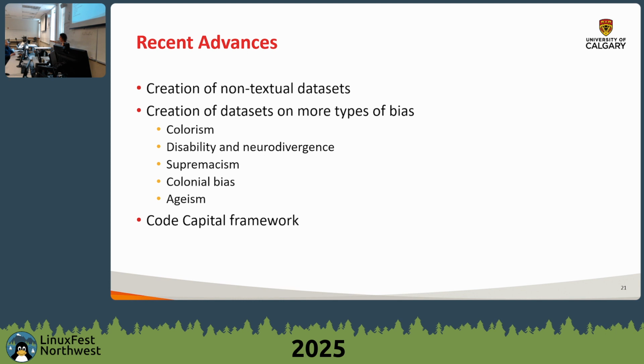For instance, a paper recently came out that created a data set that had some additional types of bias. They looked at colorism, disability, neurodivergence, colonial bias, and ageism as well. This is some of the new work that's coming out to try to increase the number of different types of bias that we can test for in these models.